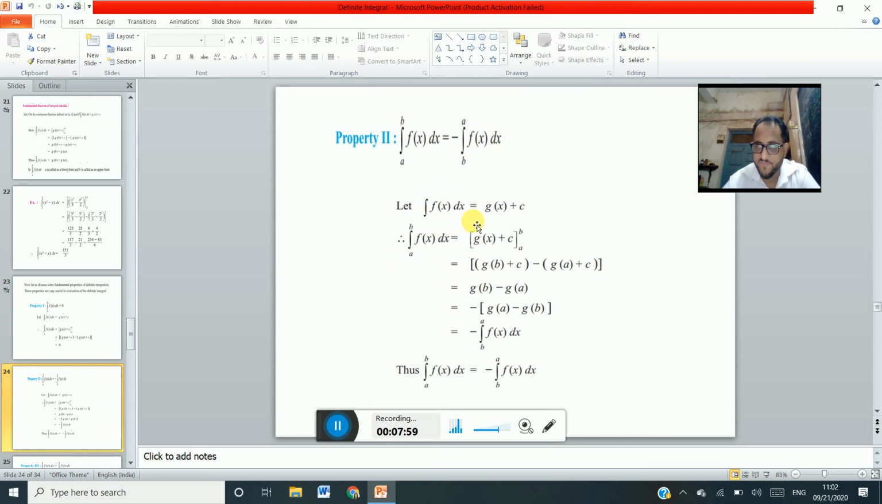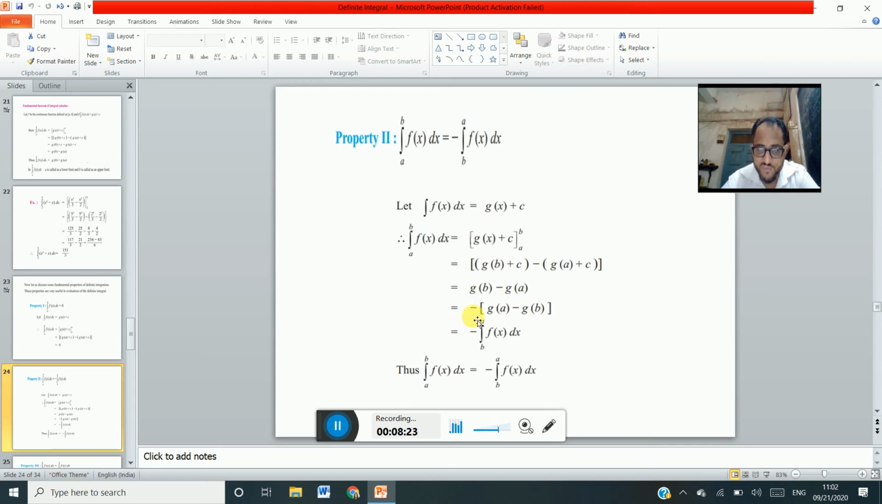Let integration f of x dx is g of x plus c. So integration from a to b, first of all find the result of the left side, and then we go for the right side. So a to b f of x dx is what? G of x plus c from a to b. After substitution of the limit, g of b plus c minus g of a plus c, that is g of b minus g of a.